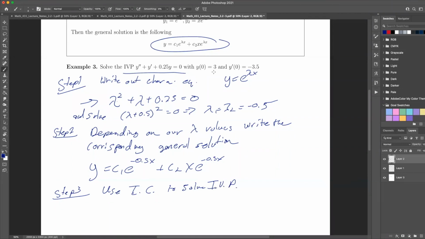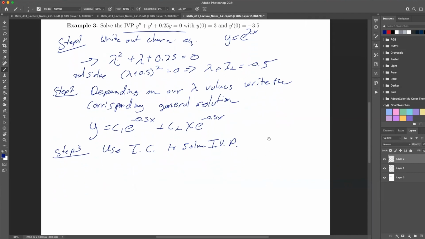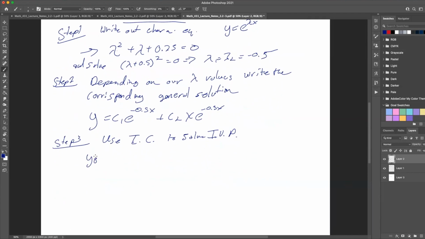And so what do we have here? We have this one equal to 3, this one equal to 3.5. So let's go ahead and do that. Here we have y of 0 is equal to 3. And so let's just plug that in. So here I'll get C1 e to the 0 plus C2 times 0 times e to the 0. Notice this just cancels out, and this just means C1 is equal to 3. That one just falls out directly. And then here we can take the derivative. The derivative is a little bit more hairy.